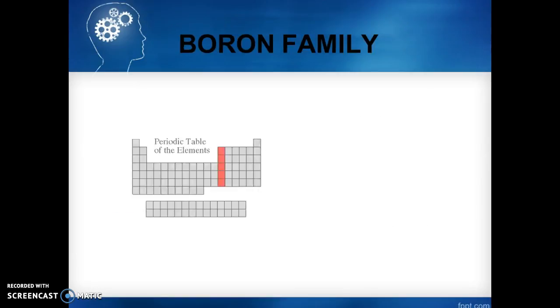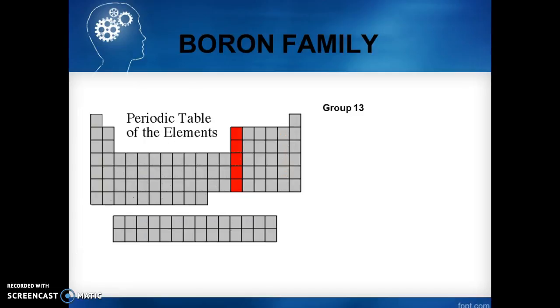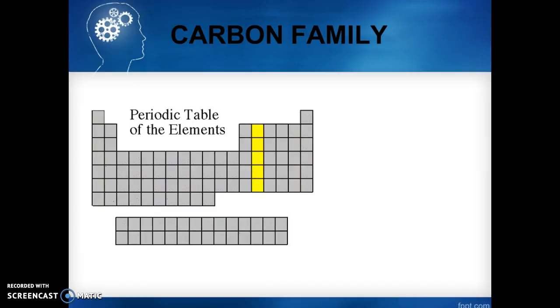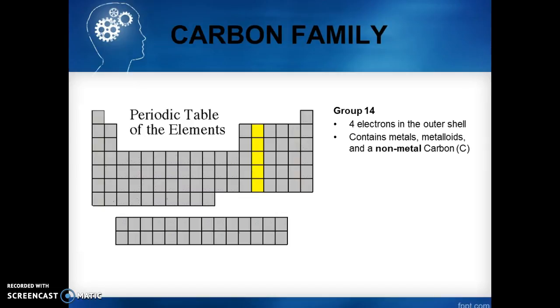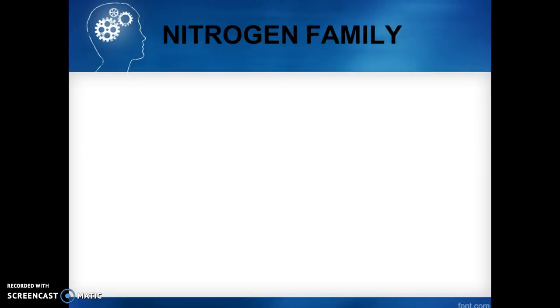Boron family, group 13. 3 electrons in their outer shell. Most of them are metals. Boron is a metalloid. Carbon family, group 14. 4 electrons in their outer shell. Contains metals, metalloids, and 1 nonmetal, which happens to be carbon.